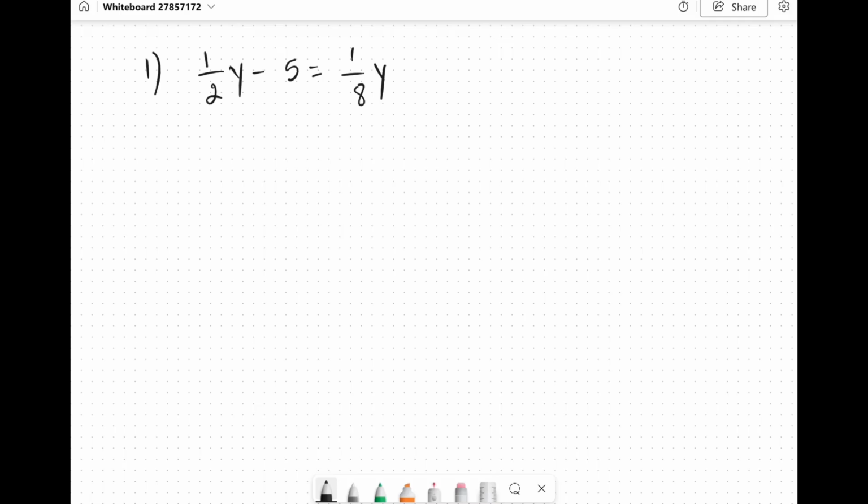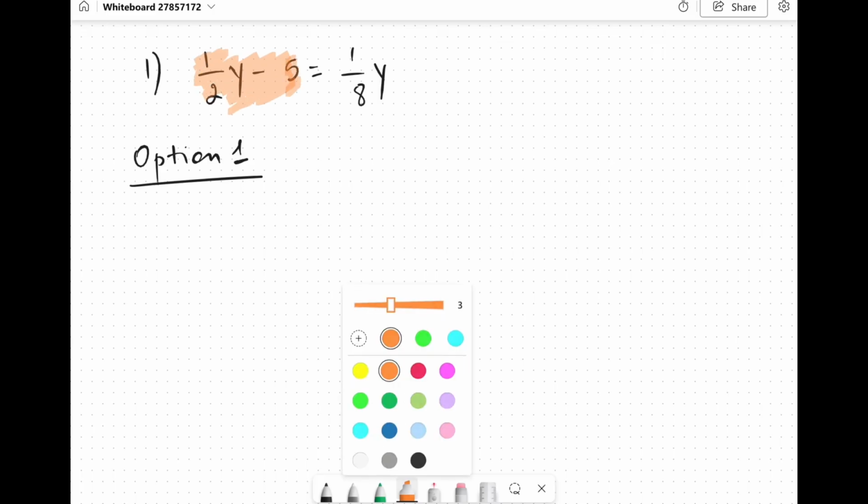So option 1. Going through our steps, first step was distribute. We don't have parentheses, so we will skip that. Second step was combining like terms that are on the same side of the equal sign. If you look at these two, they're not like terms, they're on the same side. And then, of course, the right side only has one term, 1/8y. So this step is not applicable.